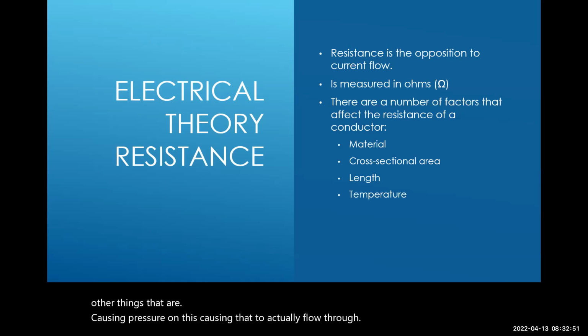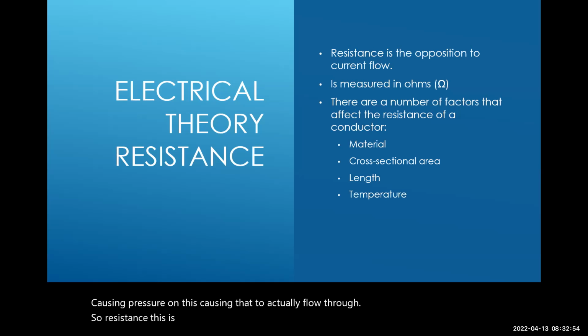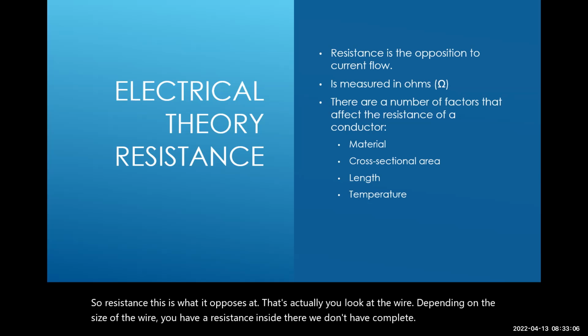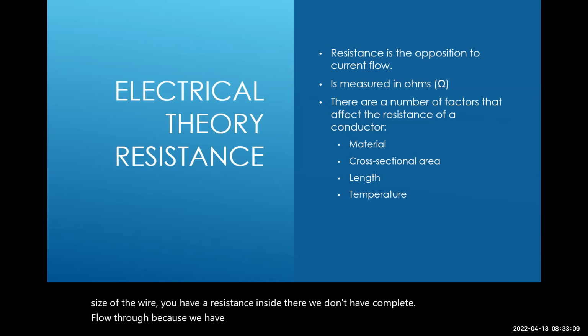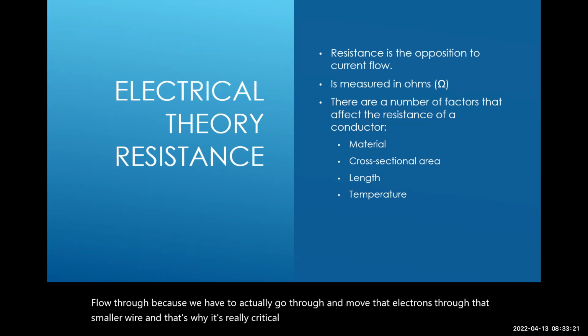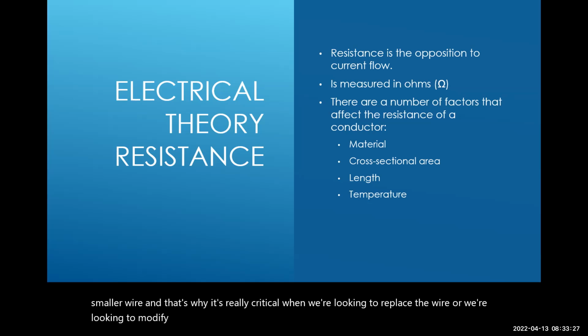So resistance, this is what opposes that. You look at the wire, and depending on the size of the wire, you have a resistance inside there. We don't have complete flow through, because we have to move the electrons through that smaller wire. That's why it's really critical when we're looking to replace the wire, or we're looking to modify something where we need more current flow to go through, and we may have to change the size of the wire too.